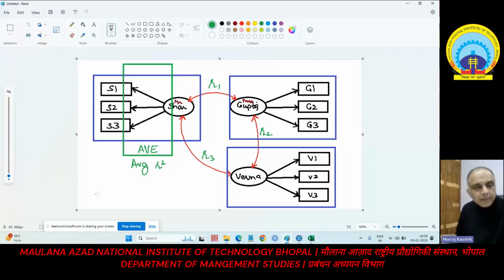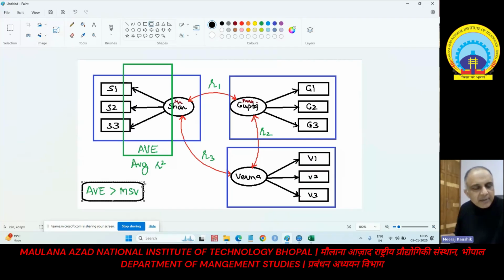Two methods are there. Either compare AVE, which should be greater than MSV. What is MSV? Maximum shared variance. What is that? Take the maximum of R1, R2 and R3. Whosoever is the maximum, take that. This is the first method. Earlier people used to work on this method. AVE should be greater than MSV.